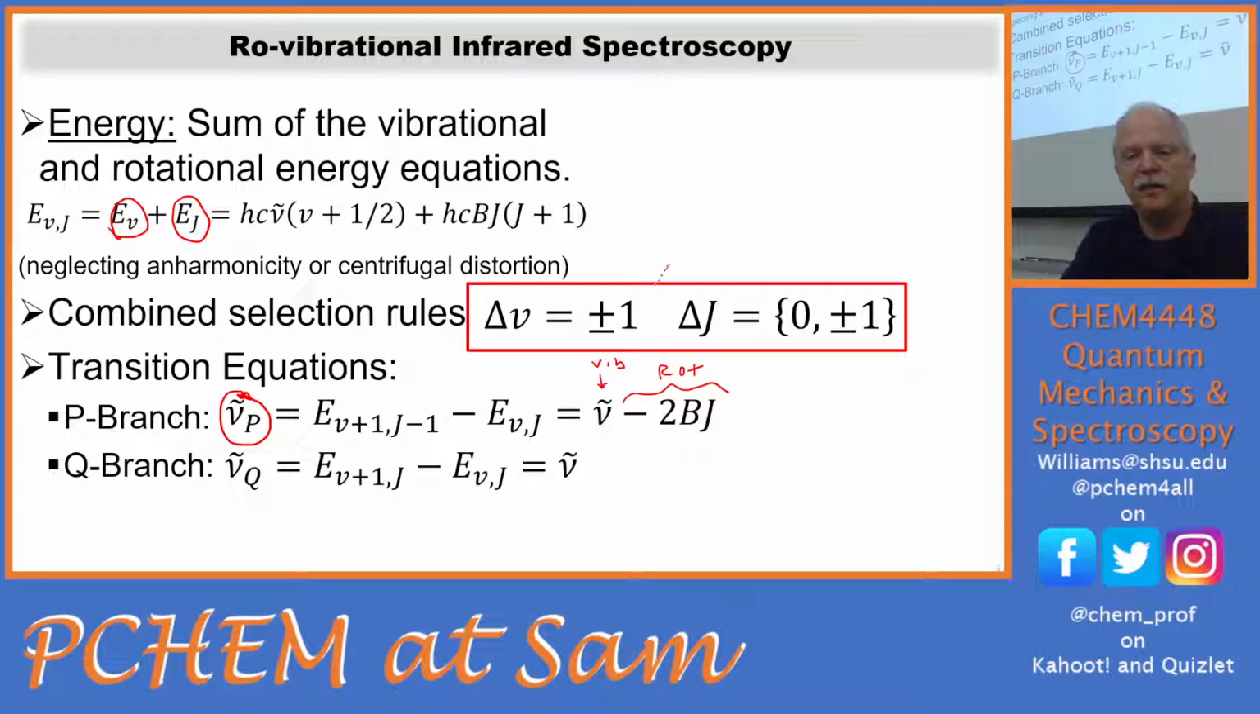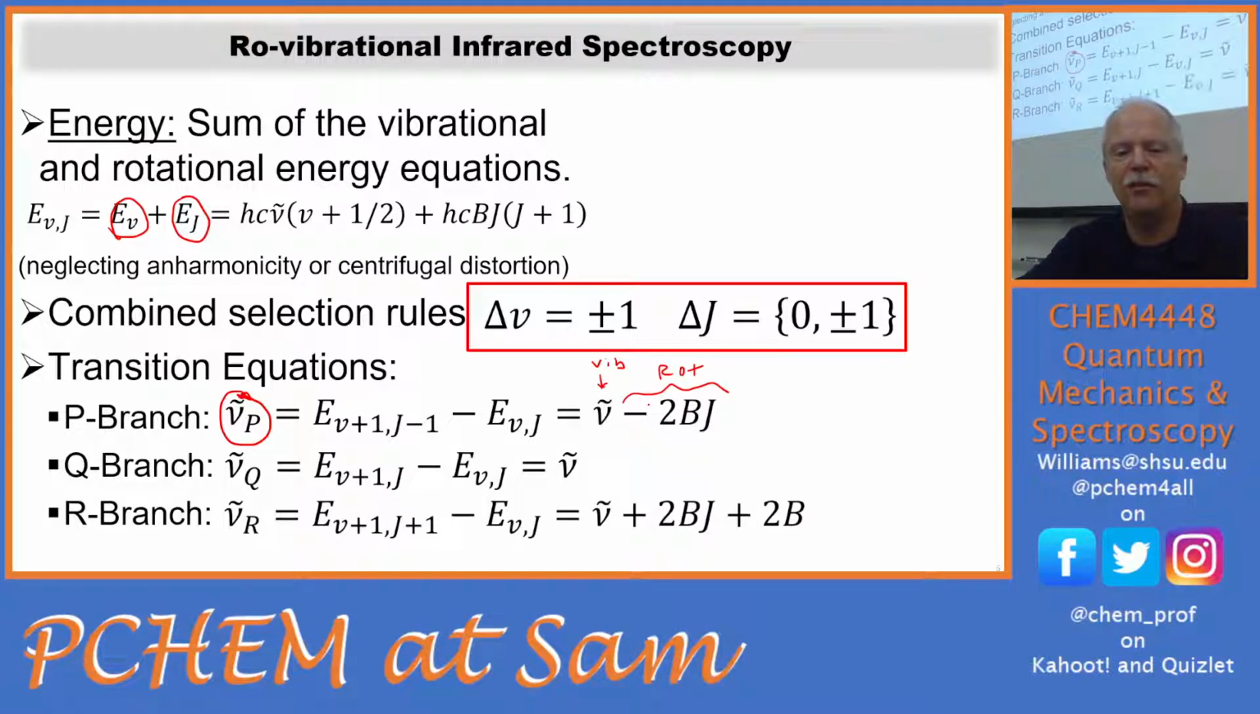The P branch lines, notice the rotational lines are less than the vibrational frequency. So they'll go off to the low wave number side, that's the P branch, and then the R branch goes up in J. So this is the rotational piece, and this is the vibrational piece. And there's a little offset. It jumps over 2B, and then it starts going higher and higher in wave number with each successive J value. So these are the transition equations for the P, Q, and R branches.